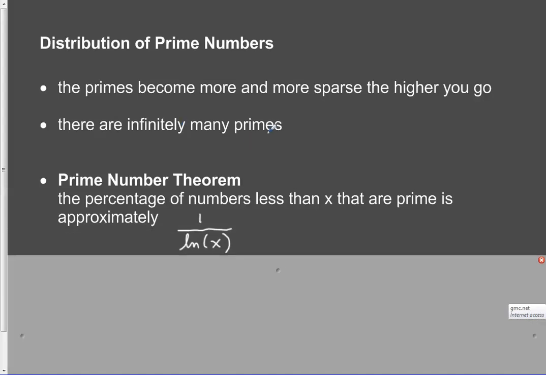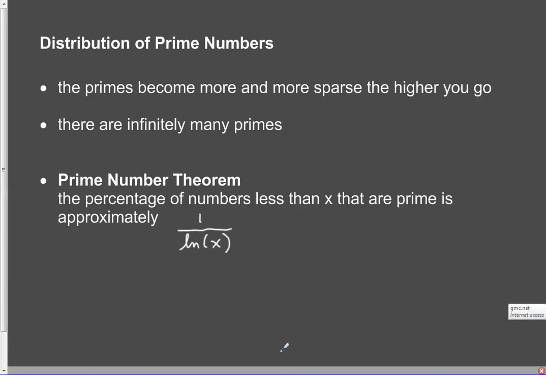But knowing that there are infinitely many primes is great, but what is the distribution? How dense are they in the numbers? And so now we come to a very famous fact, much more recent than ancient Greek times, which is called the prime number theorem. It says that the percentage of numbers less than x that are prime is approximately 1 over the natural log of x. So if you look at all the numbers up to x and ask what percentage of them are going to be prime, this formula will be a pretty good approximation. And when I say approximately, I mean that the bigger x is, the closer this will be to the true number.